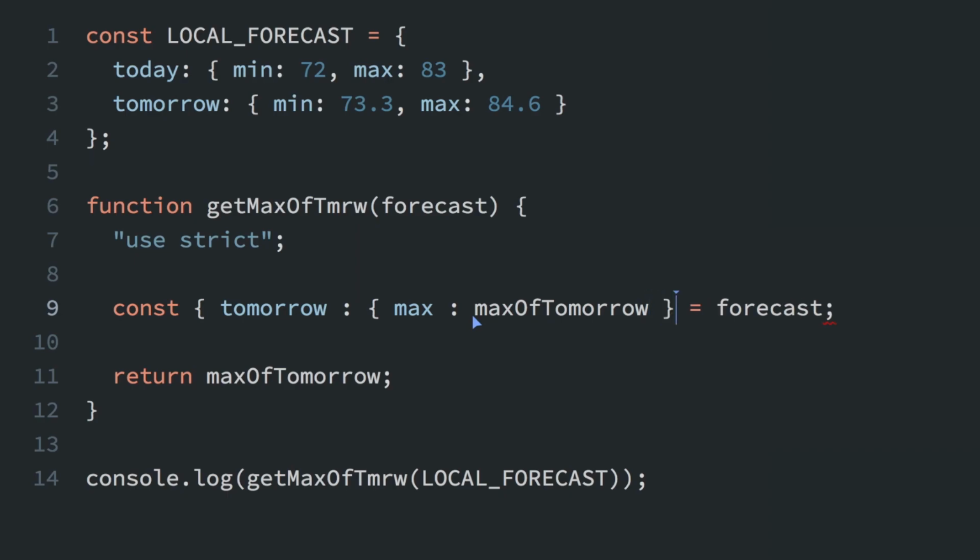Now we need two sets of squiggly braces here. So we have this one and this one. And so we've destructured two times, and the variable is max of tomorrow. So we've set the max that was inside tomorrow to max of tomorrow. If I run this, you'll see it's 84.6.